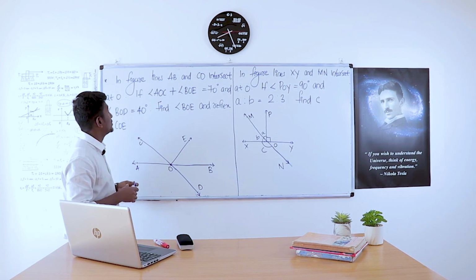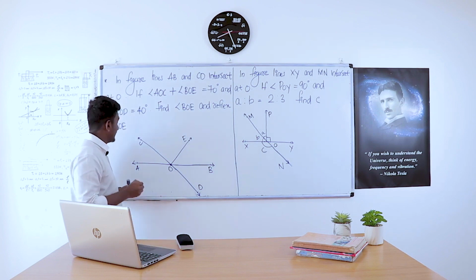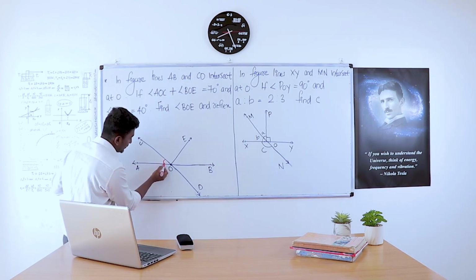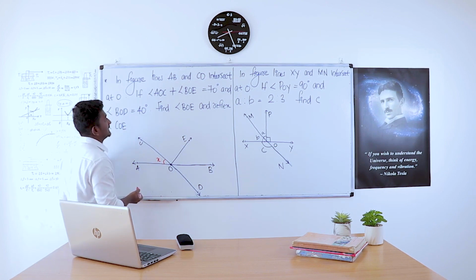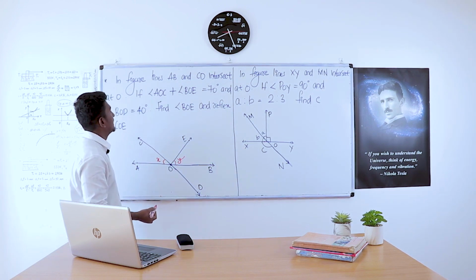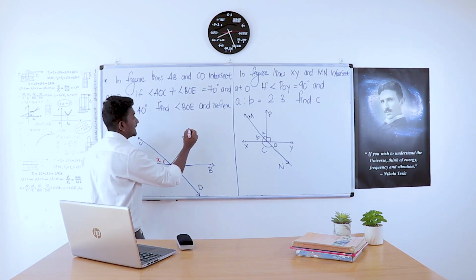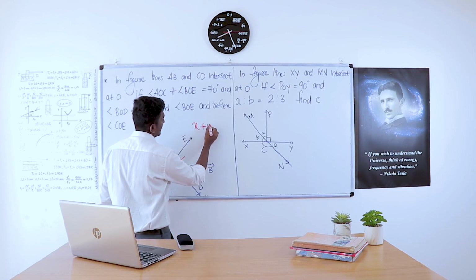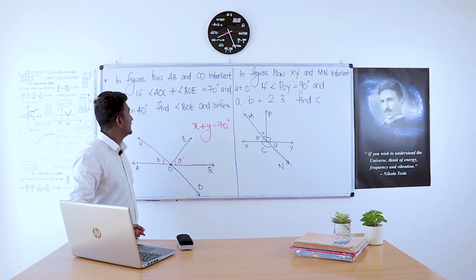If angle AOC plus angle BOE is equal to 70 degrees. This is angle AOC, let it be small letter X. This is angle BOE, let it be small letter Y. In this problem, it is given that angle AOC plus angle BOE is equal to 70 degrees. That simply we can write as X plus Y is equal to 70 degrees.